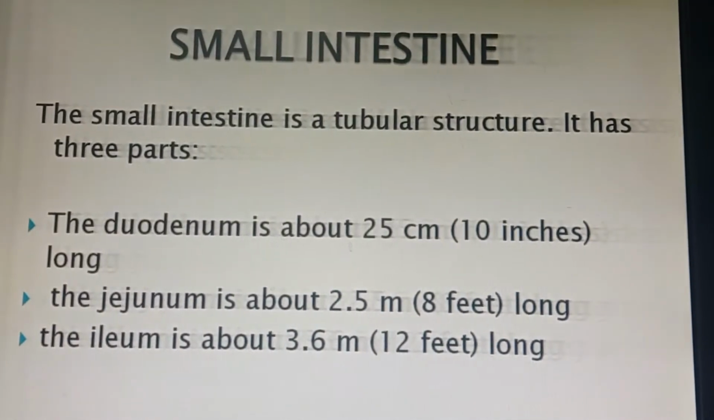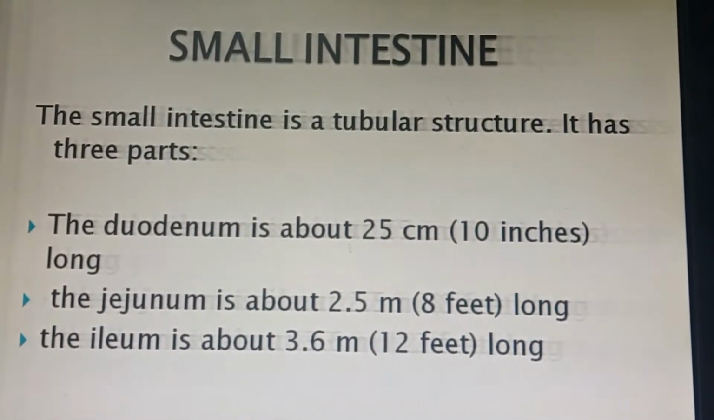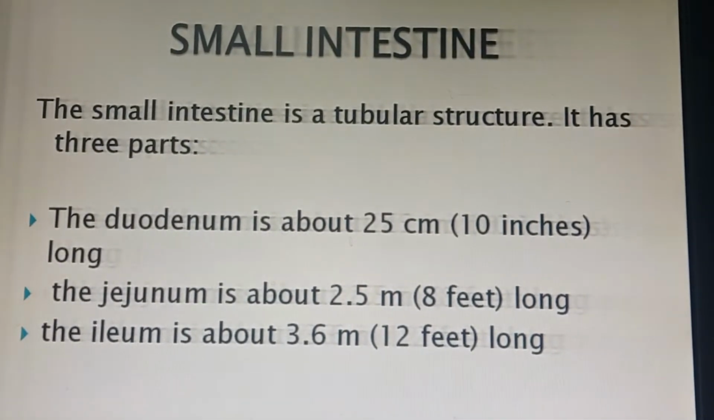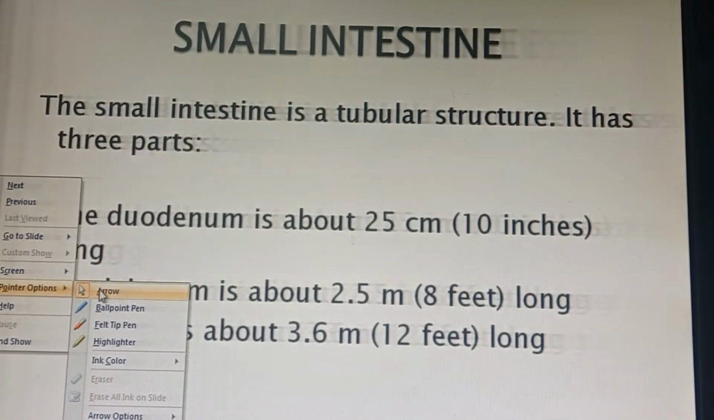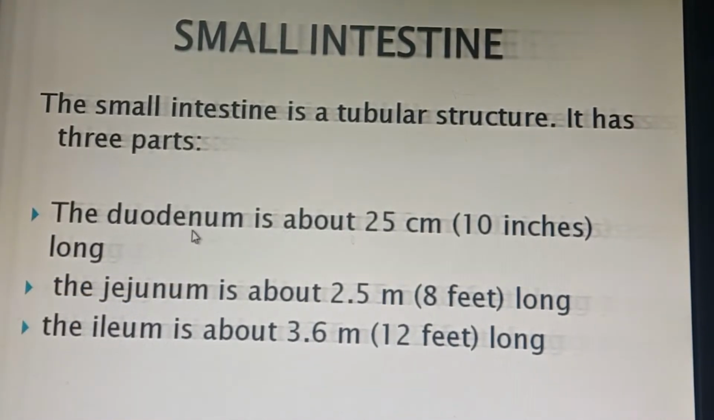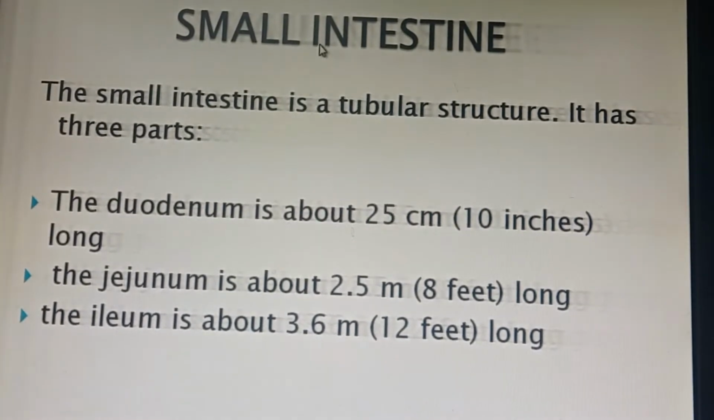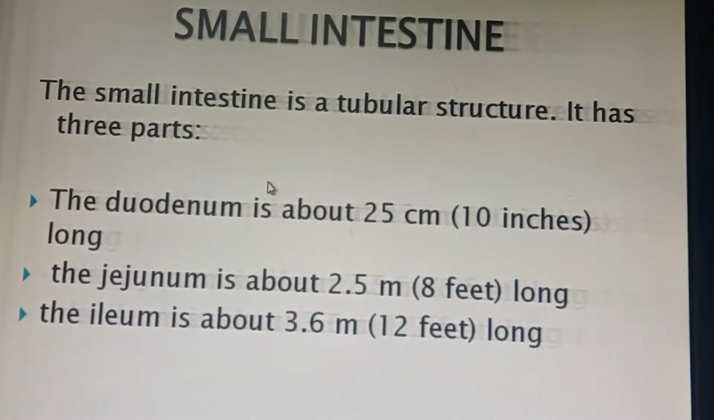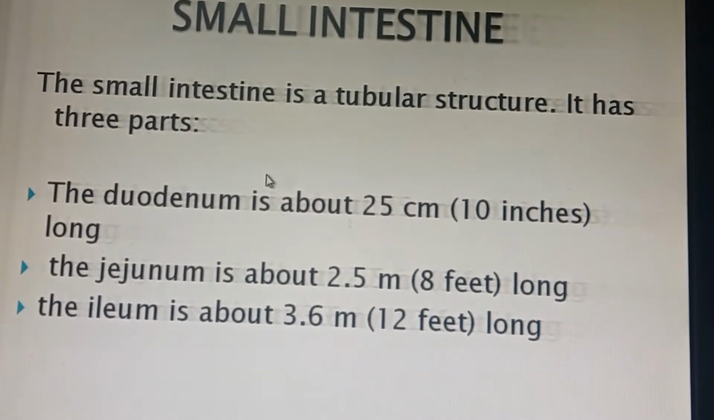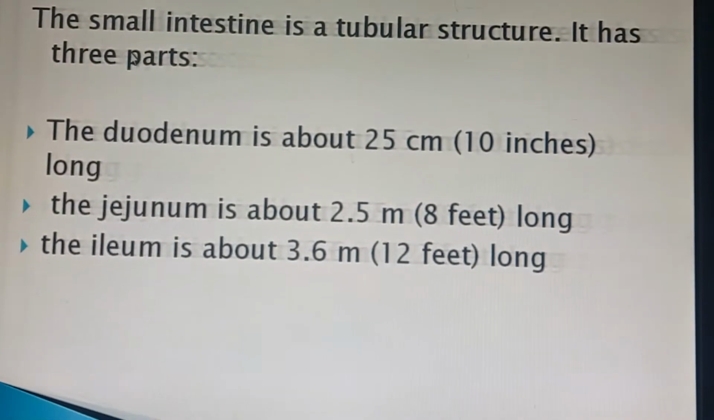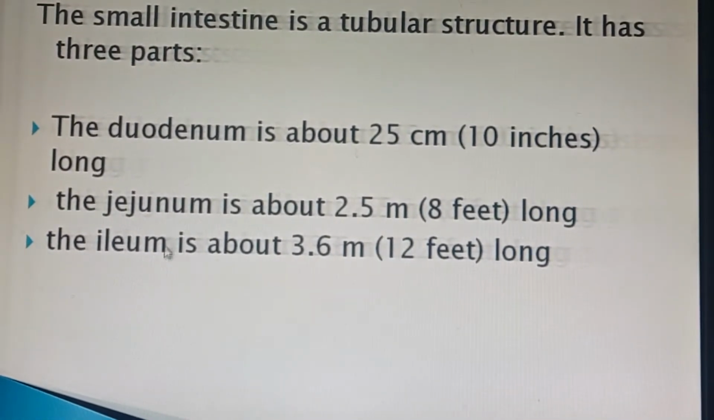In this video, we will discuss the small intestine. A small intestine is a tubular structure. It has three parts: duodenum, jejunum, and ileum. It is basically a tube-like structure divided into three parts. First is duodenum, then jejunum, and then ileum.